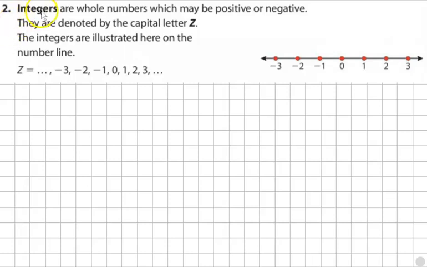Number 2, integers. Integers are whole numbers which may be positive or negative. They are denoted by the capital letter Z. The integers are illustrated here on the number line. So Z is equal to minus 3, minus 2, minus 1, 0, 1, 2, 3, and so on. So we see noses or big red dots on all of the numbers, negative and positive. And we have an arrow at the left and an arrow at the right to indicate that they go on forever in both directions.